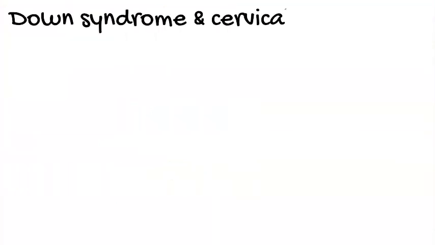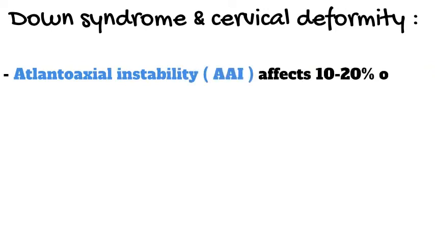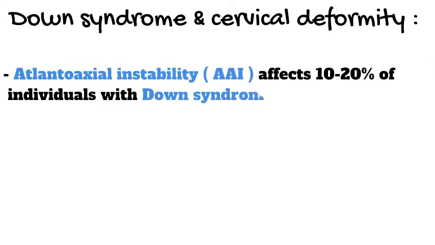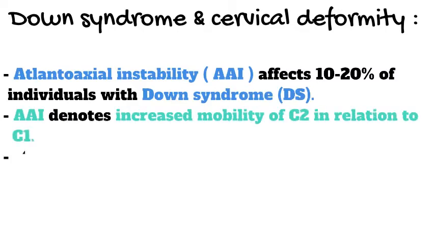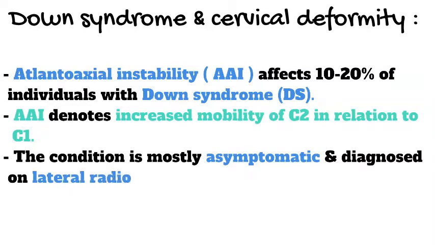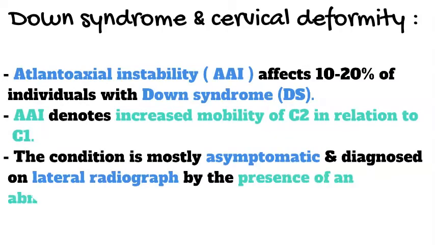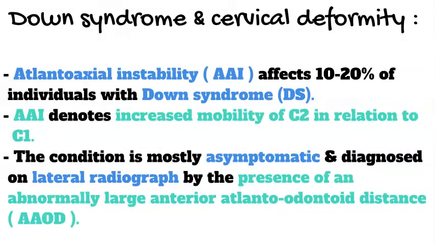Lastly, regarding Down syndrome and cervical deformity, atlantoaxial instability (AAI) affects 10 to 20% of individuals with Down syndrome. Atlantoaxial instability denotes increased mobility of C2 in relation to C1. The condition is mostly asymptomatic and diagnosed on lateral radiograph by the presence of an abnormally large anterior atlanto-odontoid distance (AAOD).